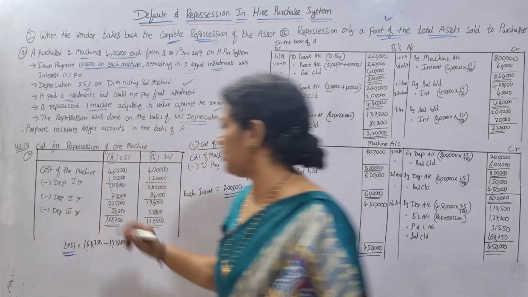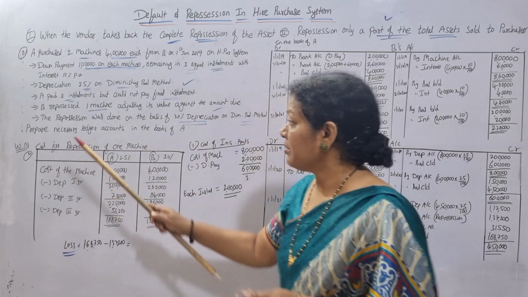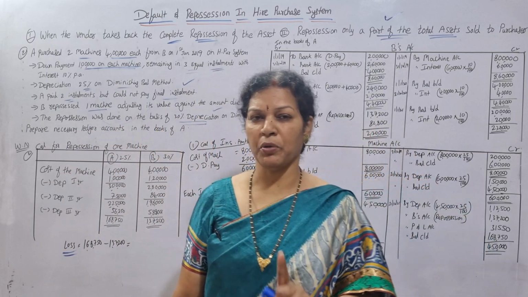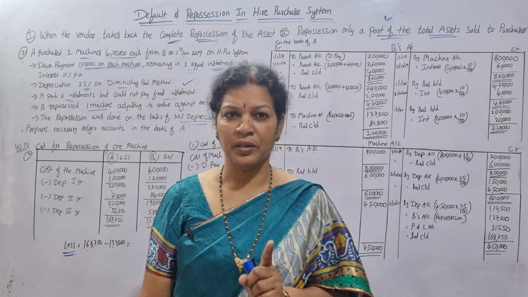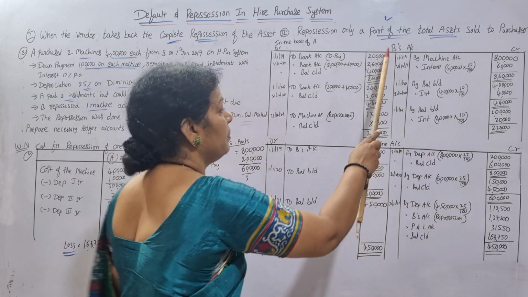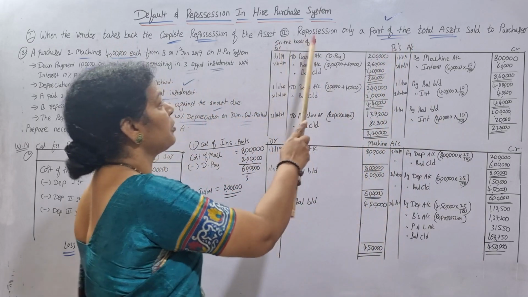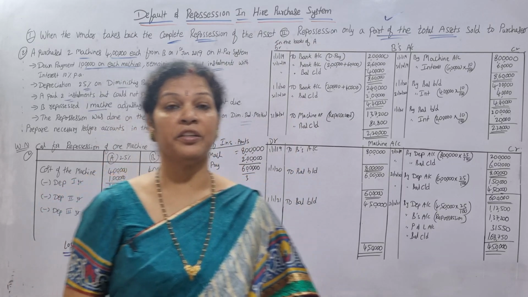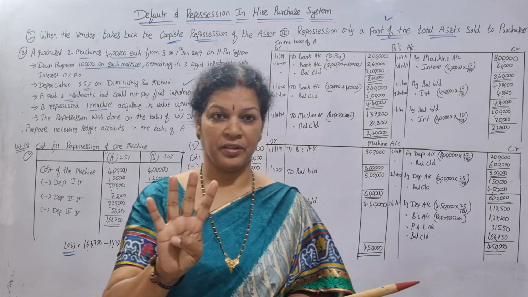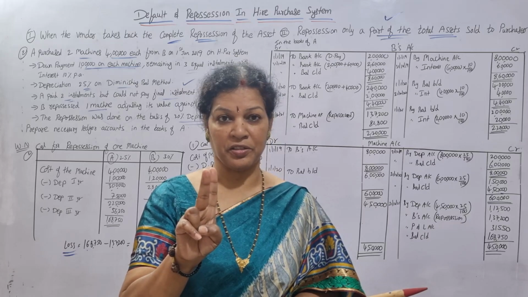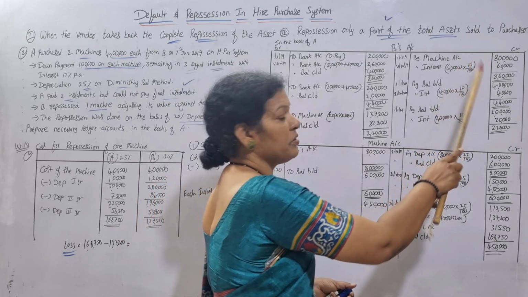Loss calculation. Now what they are saying, prepare necessary ledger accounts in the books of A only. In the books of A means what do you prepare? B's account and asset account. Asset is here machine. B's account and machine account in the books of A. Let's focus on B's account. How many entries do you get? 4 entries. Credit side 2 entries: purchasing of the asset, interest.